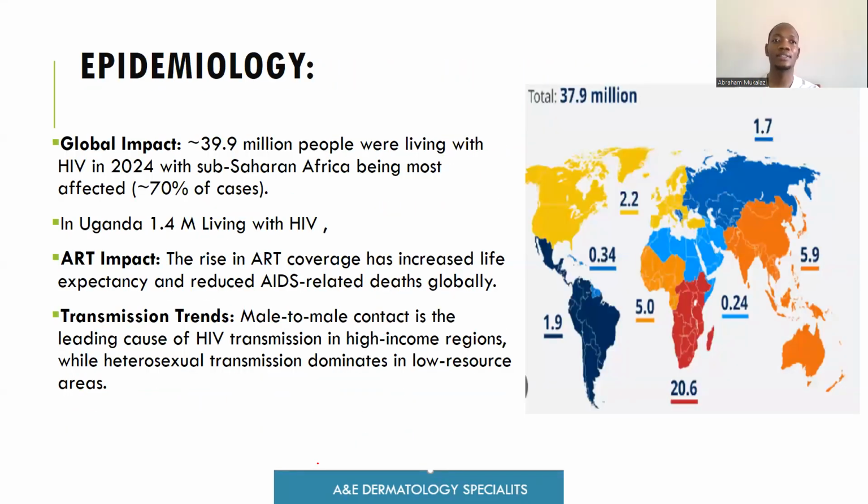So when we look at the epidemiology of how common HIV is, according to the current statistics, WHO estimates about 39.9 million people living with HIV globally, but most of these cases are seen in sub-Saharan Africa. Up to 70% of these cases are in sub-Saharan Africa. And currently in our country, Uganda, we have about 1.4 million people living with HIV.